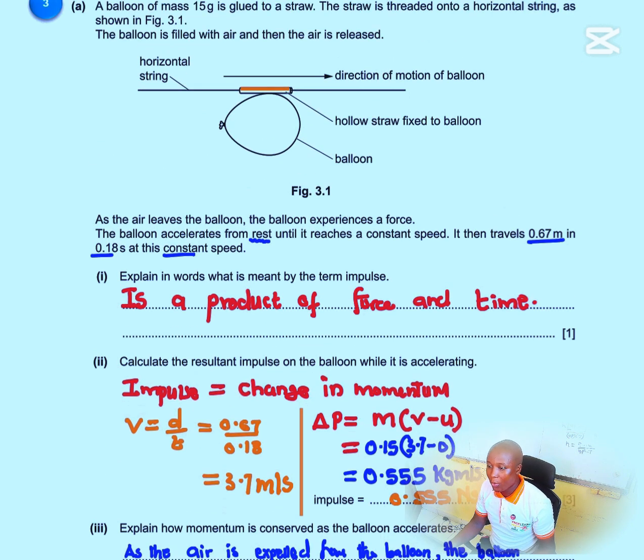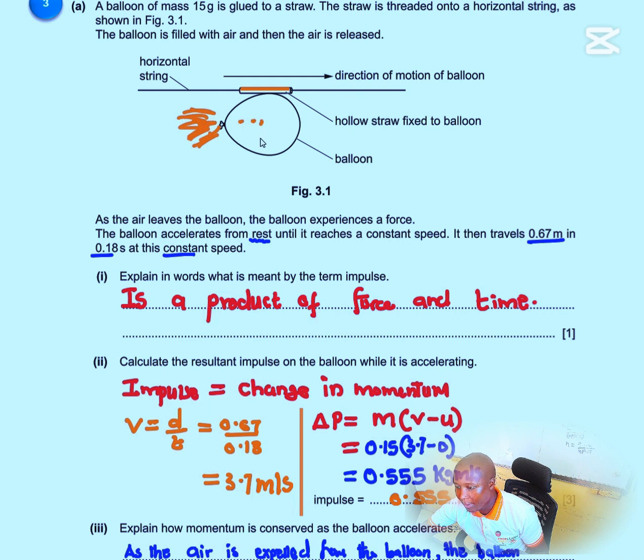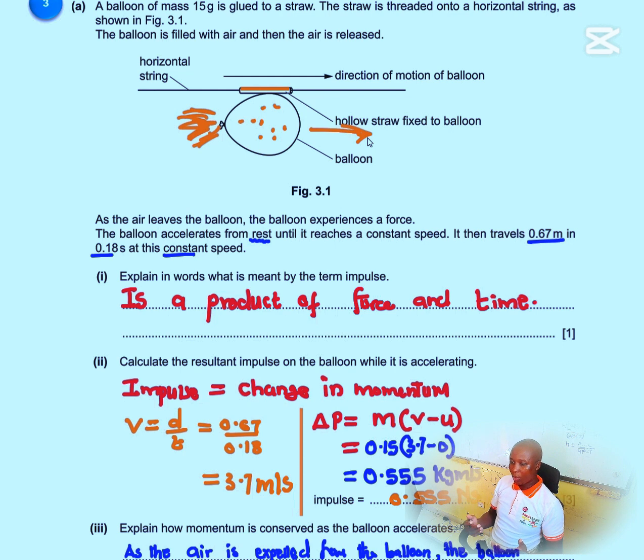So we are having this balloon at this given point, whereby the moment the air is going to be expelled from the balloon, this balloon is going to move forward. Because as the air is being expelled from the balloon, there is a change in momentum. There is a force exerted on the balloon, and the balloon exerts a force on the air as it's being expelled. So the balloon is going to accelerate forward.